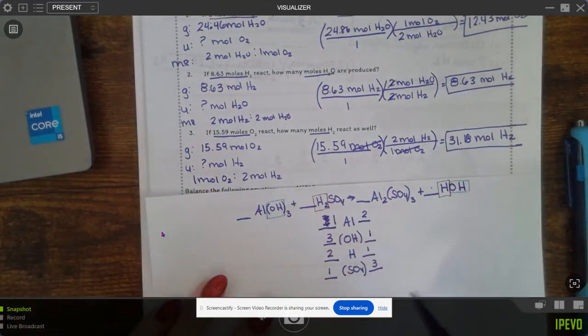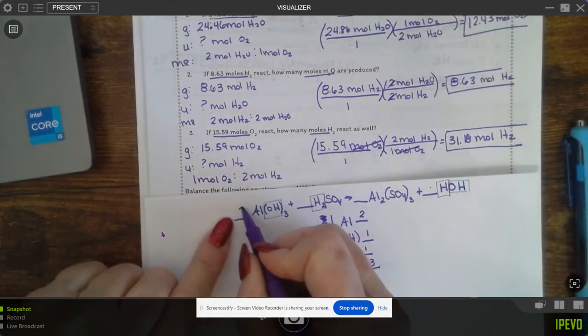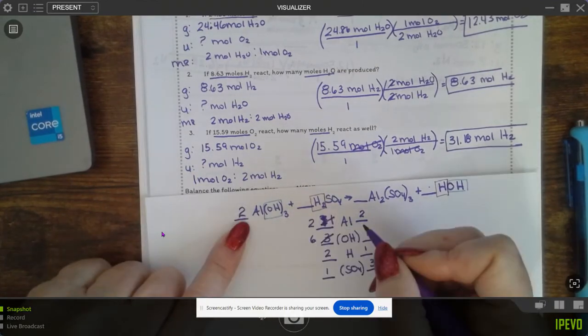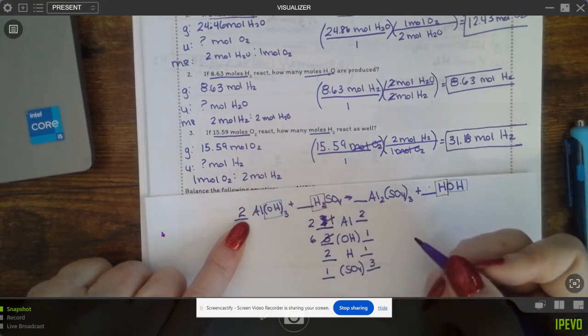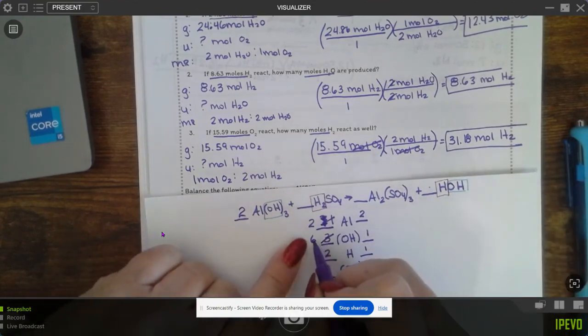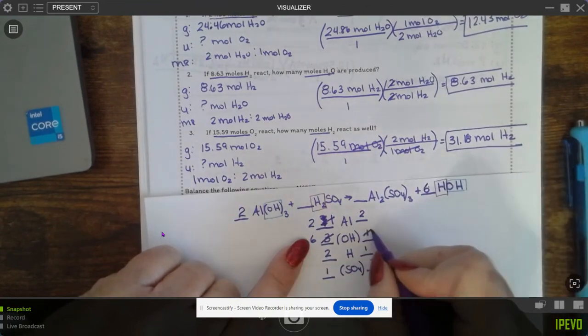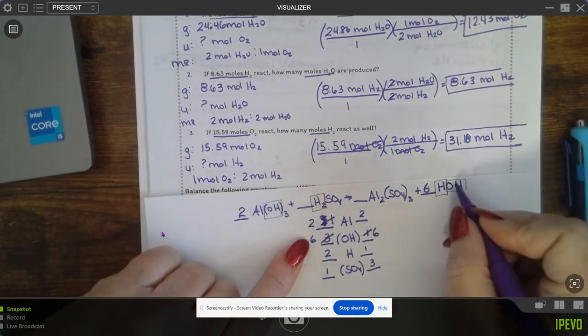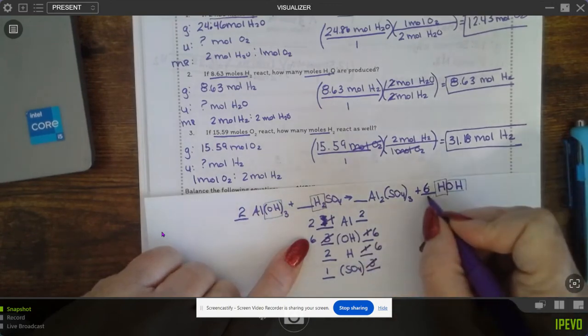All right, so I'm just going to start with my aluminum. If I put a 2 here, now I have 6 OHs or 6 hydroxides. Okay, so let's go ahead and do the OHs. So I have 6 here. So if I put a 6 here, that gives me 6 hydroxides. It also gives me 6 hydrogens.